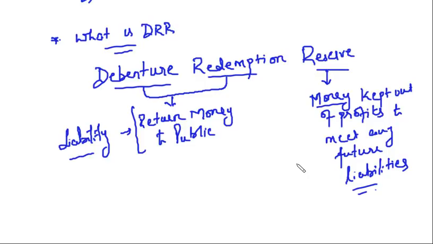What is a reserve? That is money kept out of profits to meet any future liabilities. Now, in case of redemption of debentures, what is my liability? My liability is the money that I have to return to the public. So that means this reserve is being created for redemption of debentures, and this is known as debenture redemption reserve. The money is being kept out of the profits of the company, right?